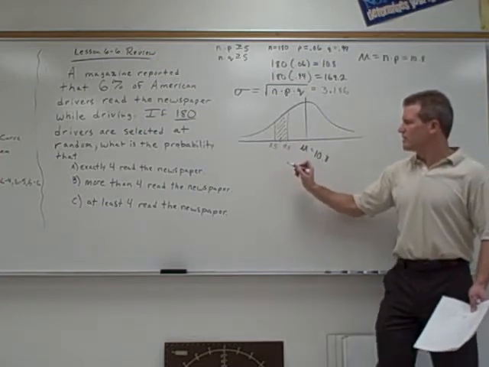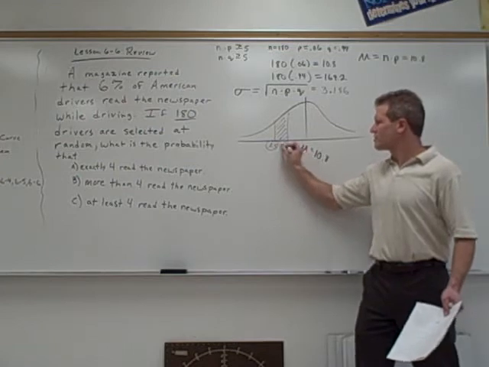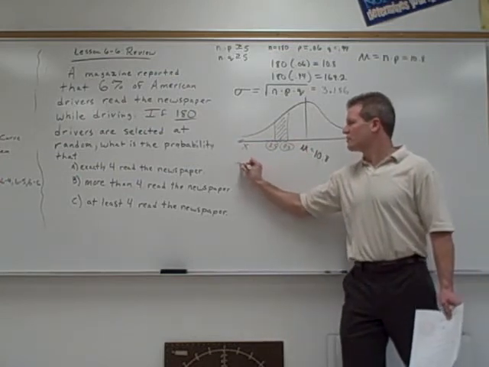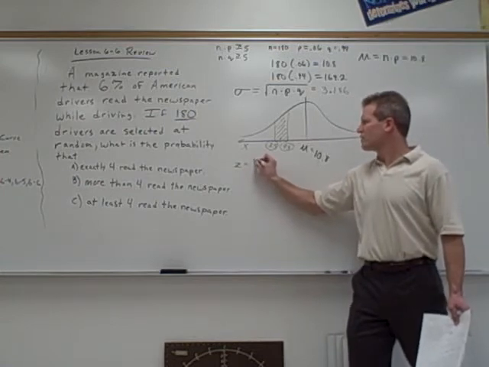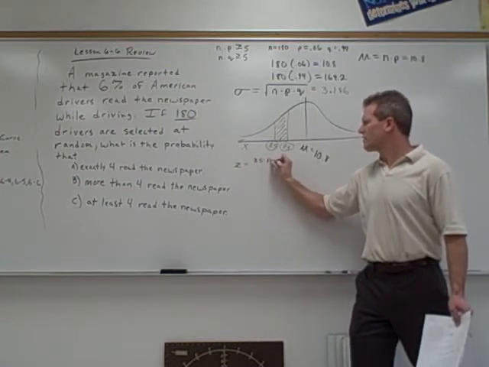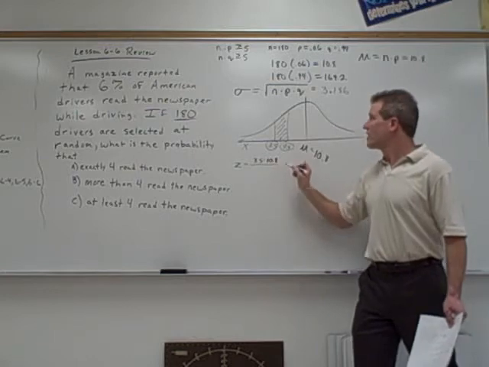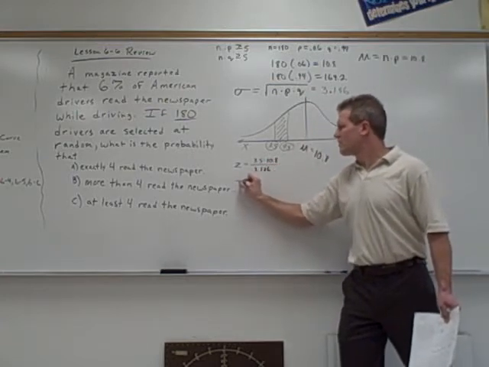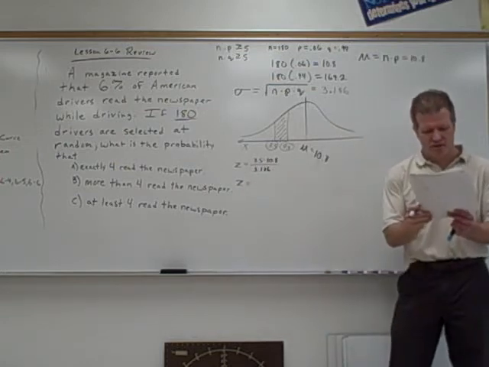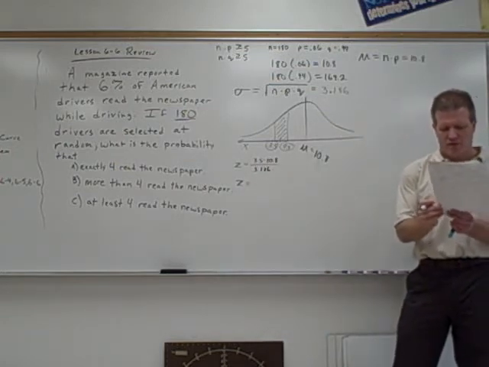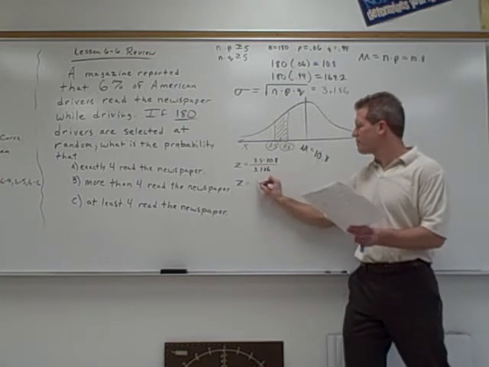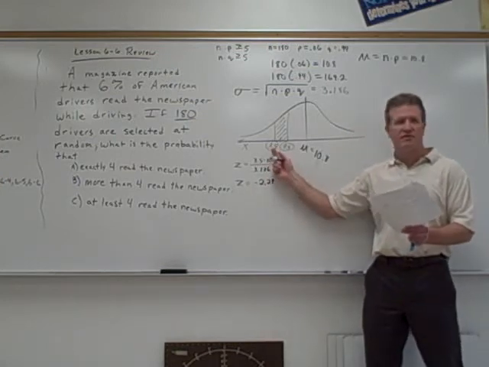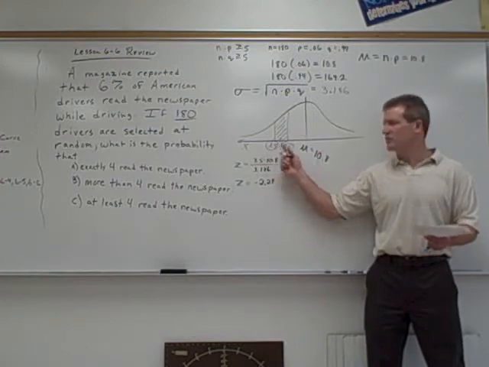So what I need to do is convert both of these x values into z-scores. To get my first z-score, I would take 3.5 minus 10.8 divided by my standard deviation of 3.186. That will give me a z-score of, I think I have it on my notes here somewhere, negative 2.29. That tells me 3.5 is 2.29 standard deviations below the mean.